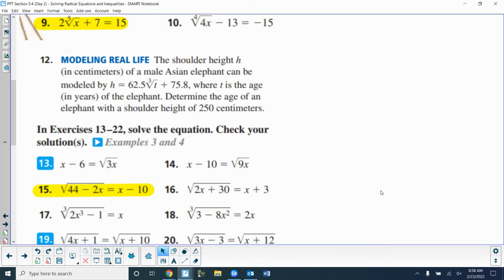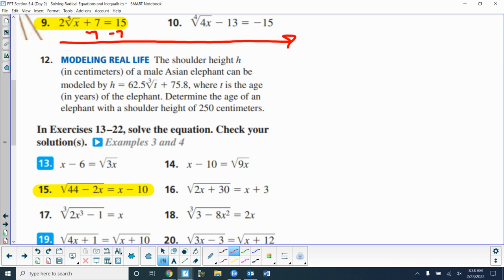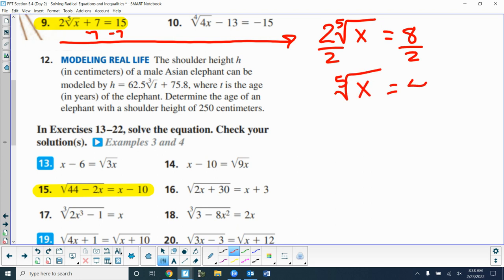All right. So looking at number 9 up there for warm up, what do we have to do first? Subtract the 7, right? So I'm gonna just move it over here so we got room. So I got 2 times the 5th root of x equals 8, right? Now what do? Divide by 2, right? Get the 2 over. We got to get the radical part isolated, right? So we got that part done, right?